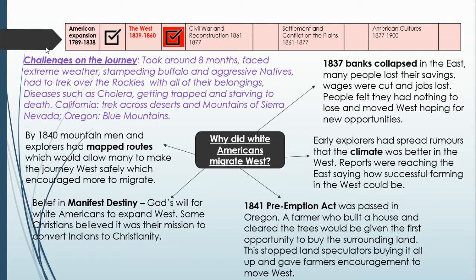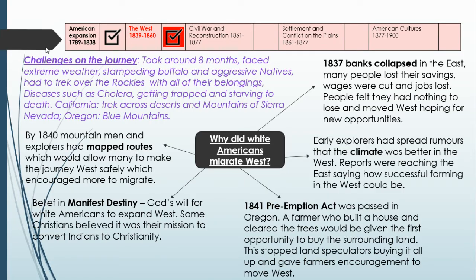Now, in purple at the top of this slide, you will see some of the challenges that took place on the journey. So it wasn't something that you did without thought. It was a difficult journey, regardless of the maps. It took around 8 months. You could face extreme weather, so extreme cold, extreme heat. You could have stampeding buffalo and aggressive natives, especially the Lakota Sioux, for example, who we said were quite hostile.